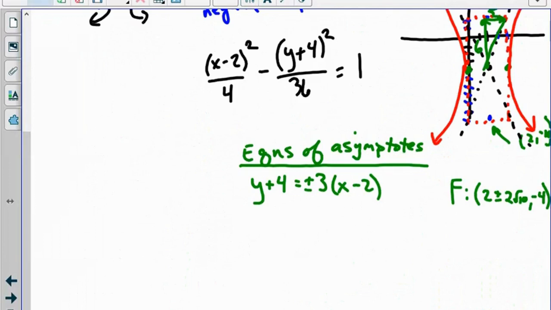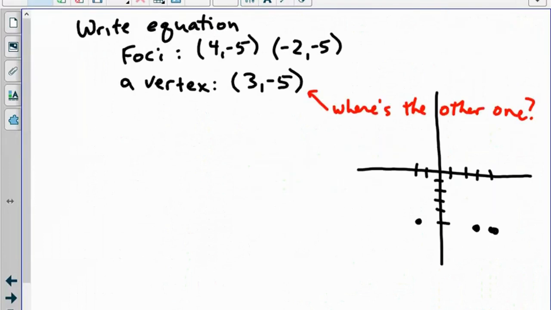Finally, write the equation of the hyperbola with focus points at 4, negative 5 and 2, negative 5, and a vertex at 3, negative 5. Now, where's the other vertex? Remember, vertices are on the inside of the focus points. The vertex in this problem is 1 to the left of the focus that we were given, so that means the other one's going to be 1 to the right of the focus.